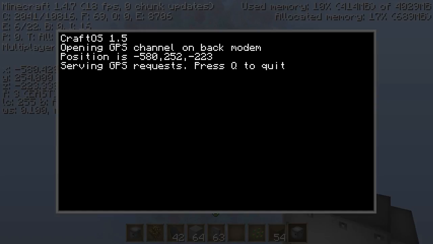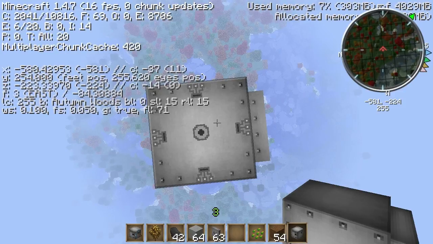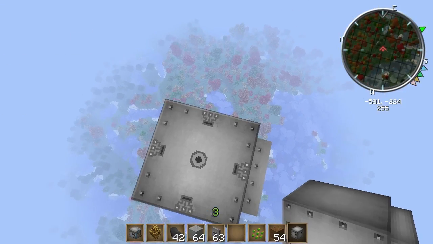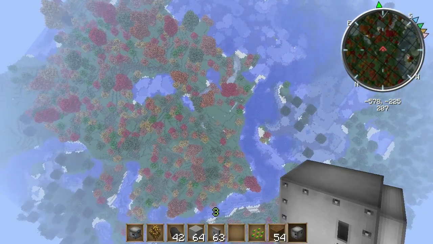Now, if we look at GPS 2, GPS 2 is going to be directly underneath. So it's going to be minus 580. We'll say a few blocks underneath, 247, minus 223. Okay. And then of course, we'll have to put 246 in there in the other program. So yeah, let's just go on down.